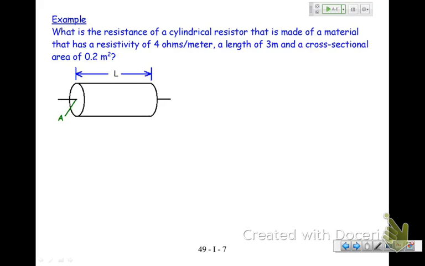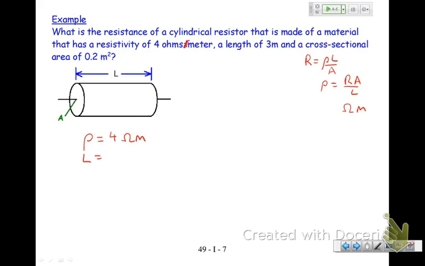So here's some examples. We've got just a few minutes, haven't we? What is the resistance of a cylindrical resistor that is made of a material that has a resistivity equal to 4 ohms per meter? R equals rho L over A. So rho is equal to RA over L, which is ohm meters, isn't it? So the resistivity is 4 ohm meters.